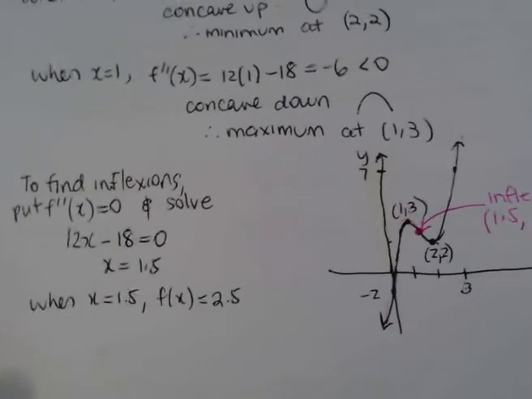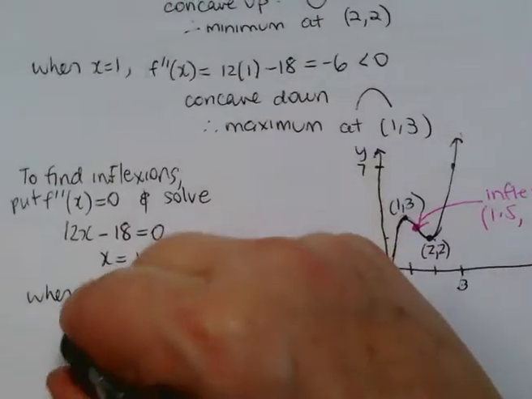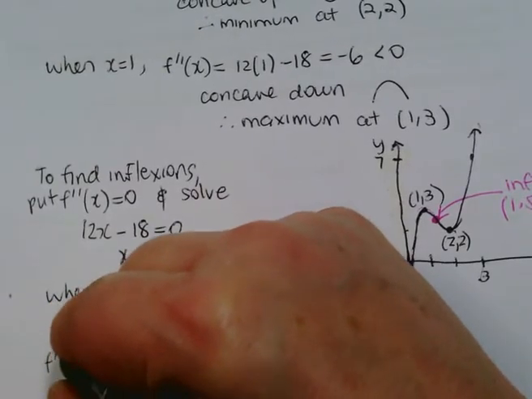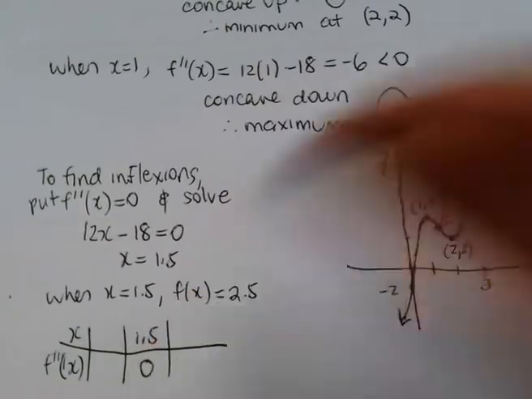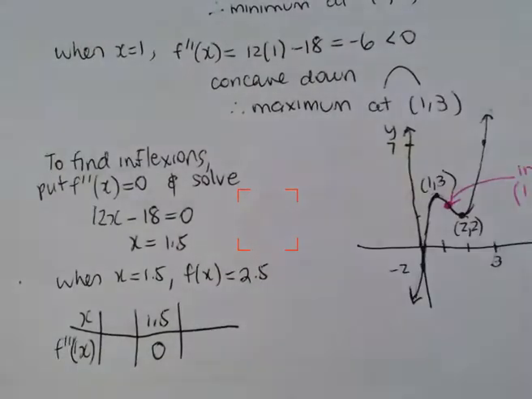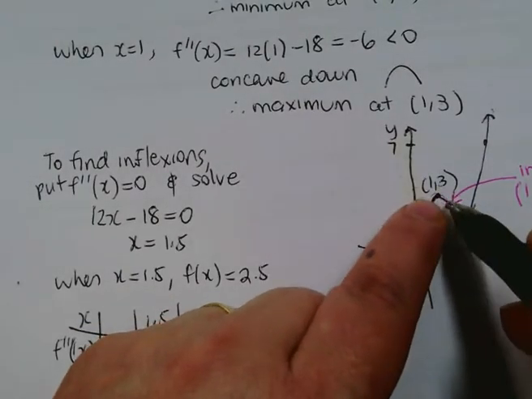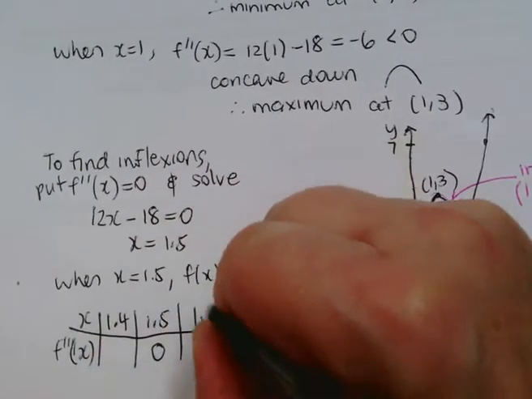Now, remember in the notes it said for inflections there must be a concavity change. So you must do your little table with the second derivative, not the first derivative. We know that at 1.5, the second derivative is 0. So what you do, you just try a point on either side. You can't go too far because you're going to hit the stationary point. So I would just go 1.4 and 1.6.